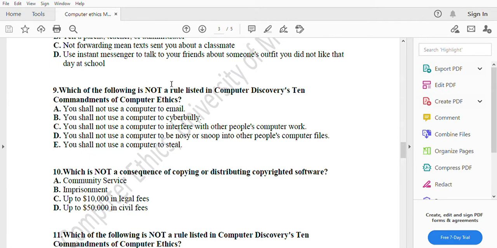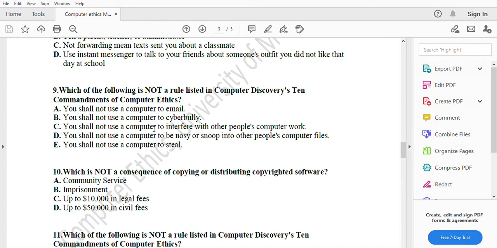Now we go to number 9. Which of the following is not, once again, a rule listed in Computer Ethics Institute's 10 Commandments of Computer Ethics? There are 10 famous commandments about computer ethics. You are not obliged to know them by heart, but when you see them, you can recognize them because they are logical, and these are the way people should behave whenever they are using a computer or they are on the net.